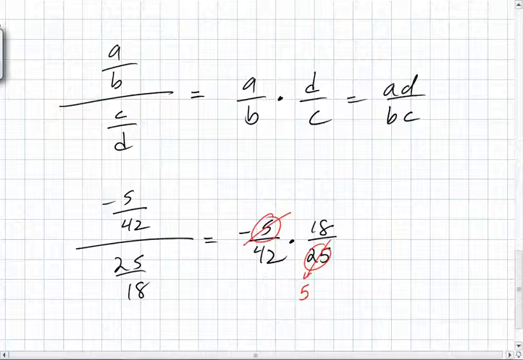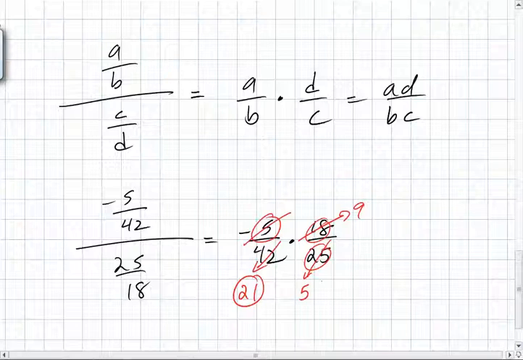What's one factor they share? 2. They're both even numbers. So what's 18 divided by 2? 9. And what's 42 divided by 2? 21. But then you keep going, and finish. So tonight, you'll have a video, and you need to do your corrections.